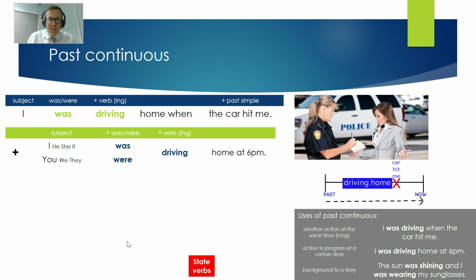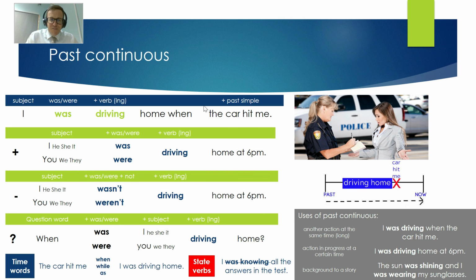Then we also have state verbs. Now you might have seen these before, but there are some verbs that we don't use in continuous. And these are things that are not actions, like know, like, want, need. These kind of words are not used in continuous. So you cannot say, I was knowing all the answers in the test. You can't use this. Okay, so this is the form and the use of the past continuous.